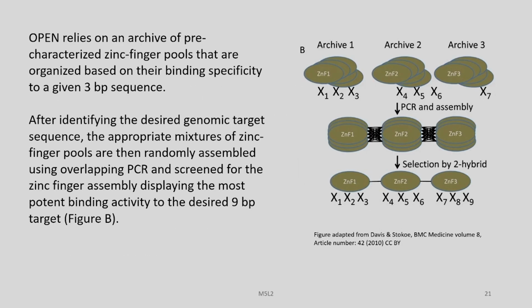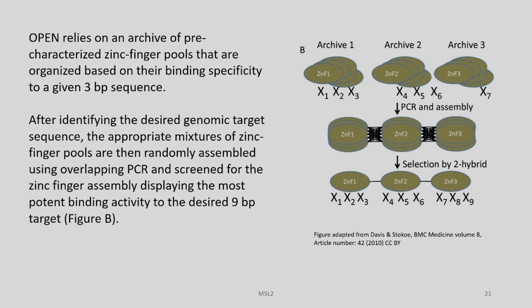So, OPEN relies on an archive of pre-characterized zinc finger pools that are organized based on their binding specificity to a given 3 base pair sequence. After identifying the desired genomic target, the appropriate mixtures of zinc finger pools are then randomly assembled using overlapping PCR and screened for the zinc finger assembly displaying the most potent binding activity to the desired 9 base pair target.